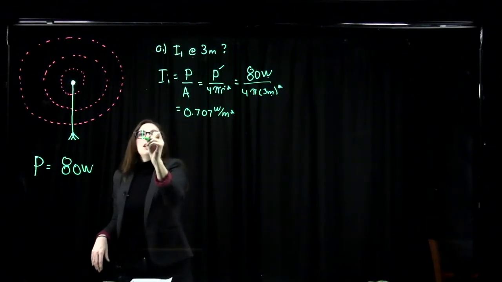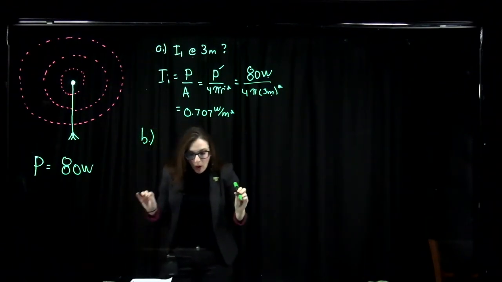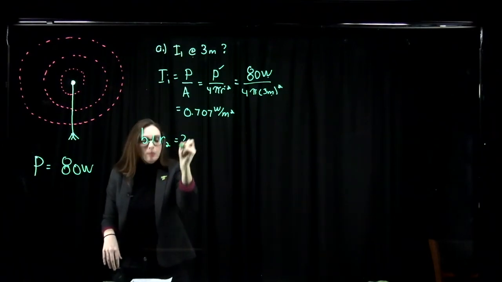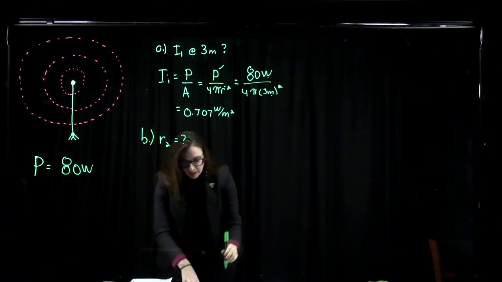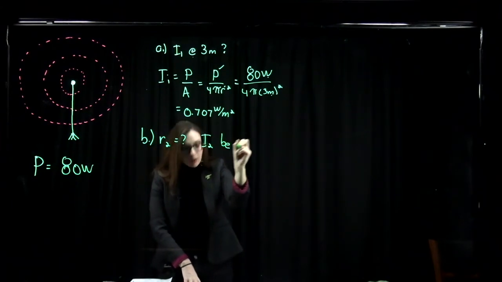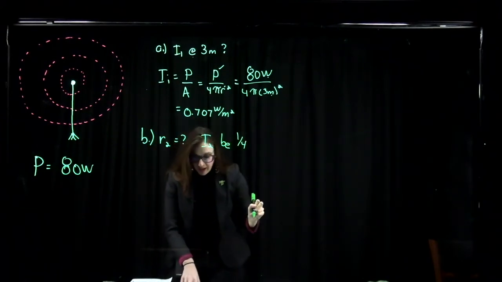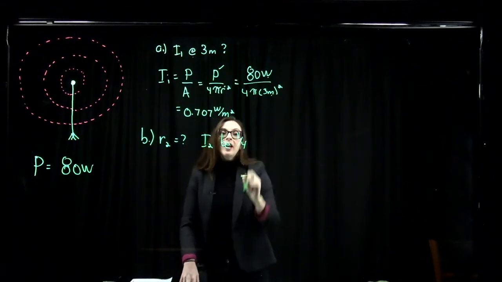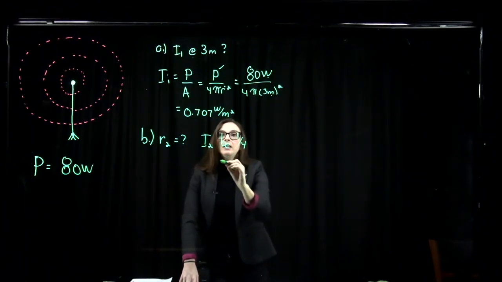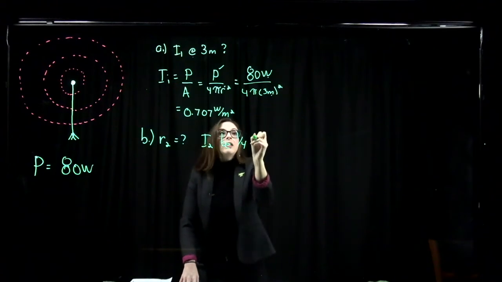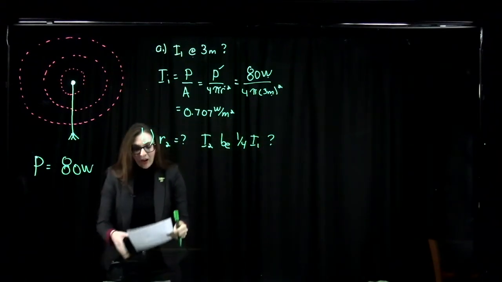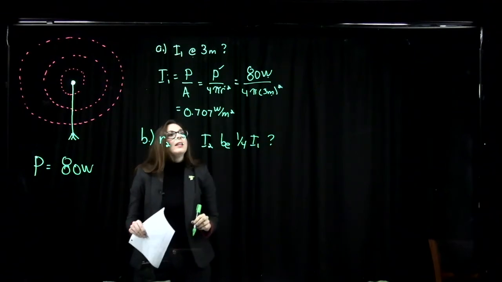And then for part B, at what distance, so I'm going to call that distance R2 equals question mark, at what distance would the intensity, I2, be 1/4 as much as it was at 3 meters? So at what distance would the intensity be 1/4 that of I1? Okay? So in order to find that, well, let's see.